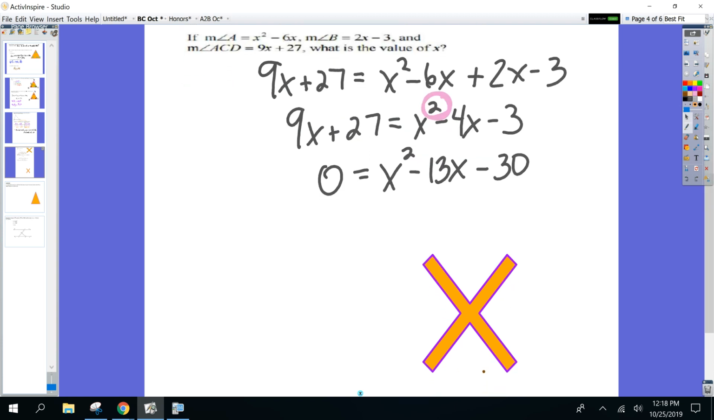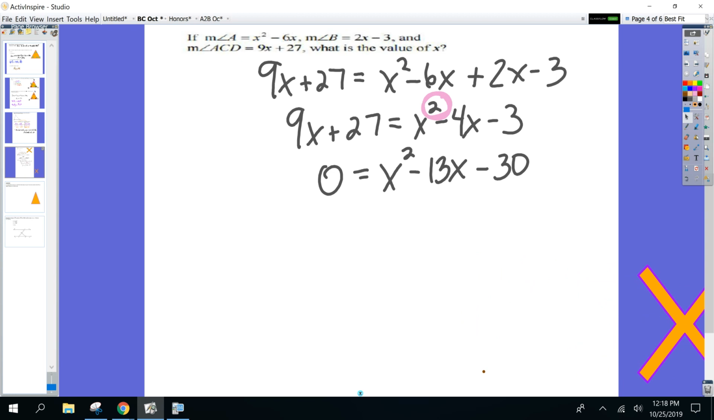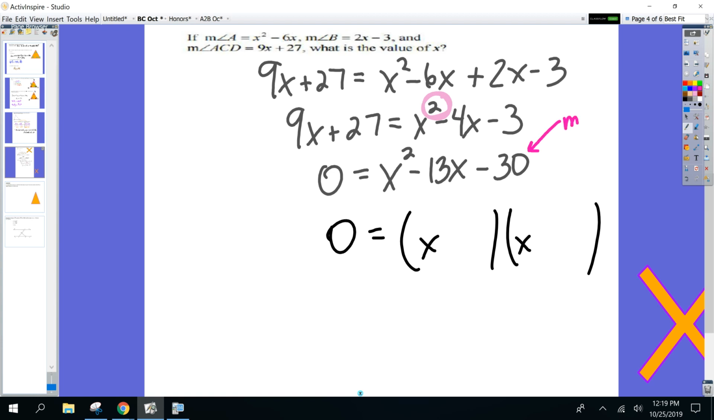All right, here we go. It is time to factor. You need to find, and this is a tough one, so I have x, I have x. Two numbers that do what here? You're playing a little game in your mind. Two numbers that multiply to that and add to negative 13.